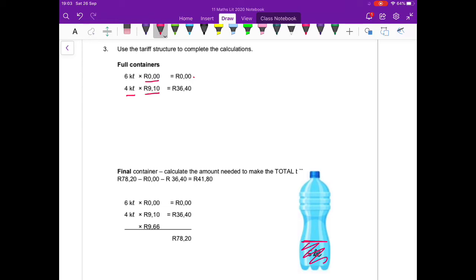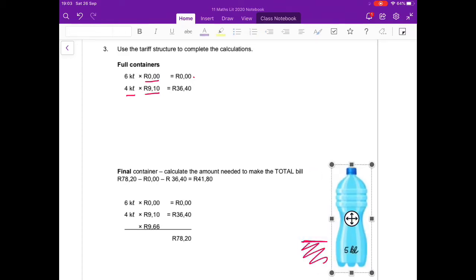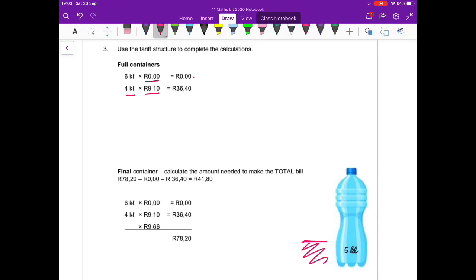So how do we do that? Well, our total, let me just move this out of the way. Okay, the total bill was 78 Rand 20. And so far, I've got my first container, which cost me nothing. My second container was 36.40. So now I have to find out what the value here is going to be.